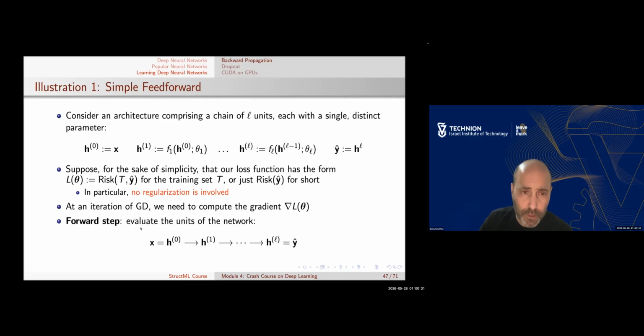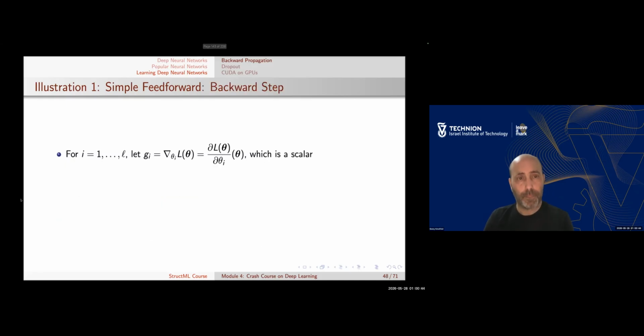The forward step is really simple. With respect to the current values of the parameters, we compute the network, starting with h_0, then h_1, all the way to h_L. And we are done. Now we are going on the backward step.